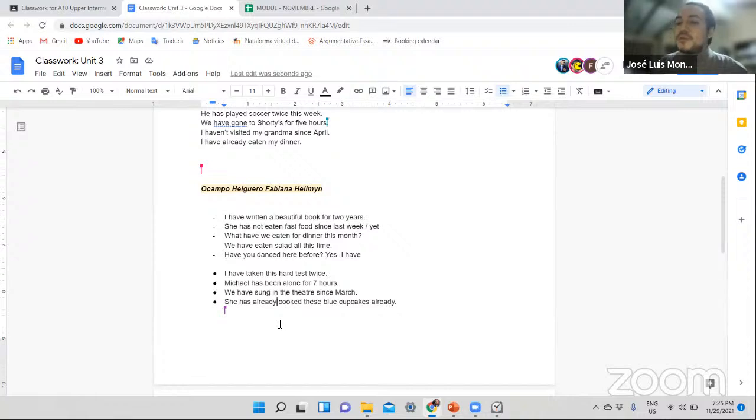Exactly. So when to use it, when to say I have already gone to the park and I have gone to the park already, both are correct. Okay, both are correct. Like in this case, she has already cooked these blue cupcakes, or she has cooked these blue cupcakes already. Again, in the first part, when it's in between these ones, it's correct, and it's when you want to inform someone that you did that before. All right, just to inform.